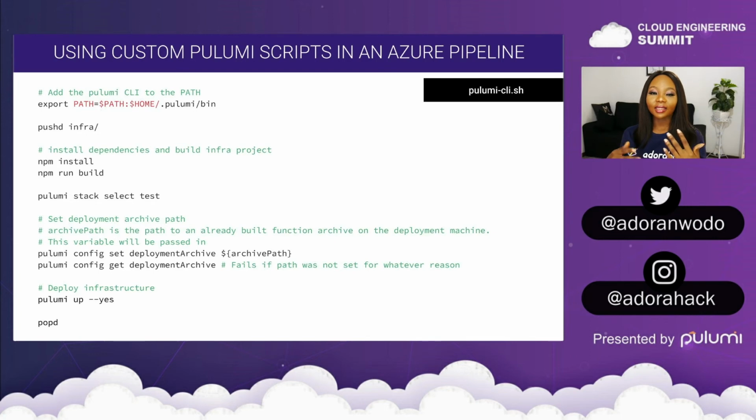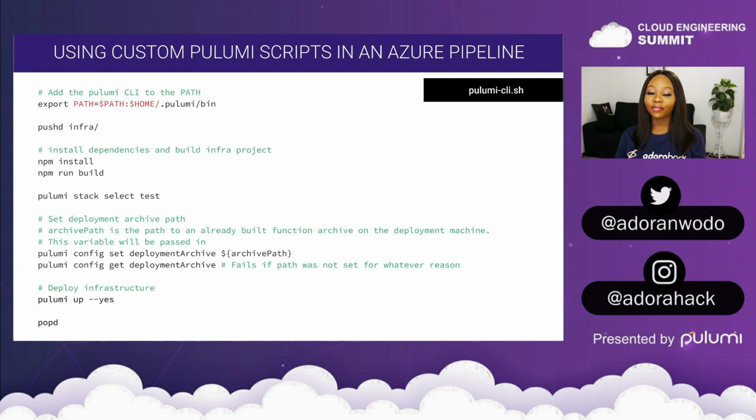And then after doing that, I want to install npm packages, and I want to build my Pulumi TypeScript project if that is necessary. Once I'm done doing that, I would want to select the stack that I'm in. And in this case, I'm using a test stack. So I go ahead and I run pulumi stack select test. And after doing that, I can set my deployment archive config value.